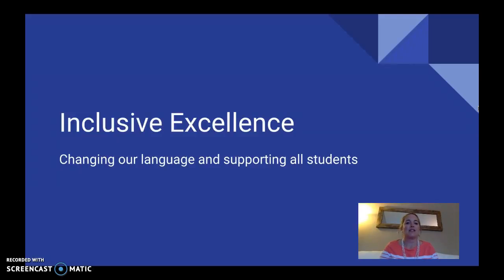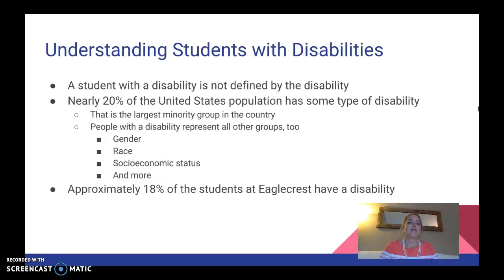This time for our series, we're going to look at supporting our students and making sure that we are paying attention to our language so that we can support every single student in our school. Some things to know when we talk about students with disabilities, that really we need to understand, number one, that a student with a disability is absolutely not at all defined by that disability.